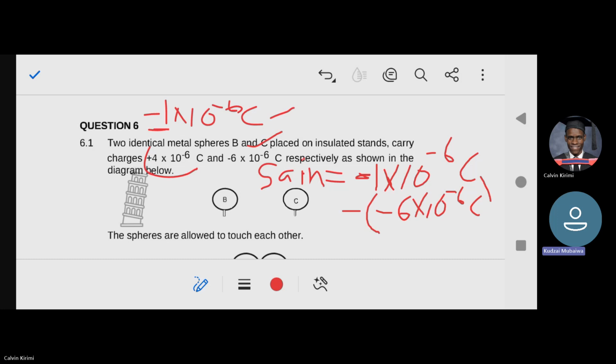I got 0.000005. How many zeros? After the comma, there are 1, 2, 3, 4, 5... I said all the zeros. You don't say after the comma. You say how many, all the zeros. It's 6 zeros. Yes, 6 zeros.